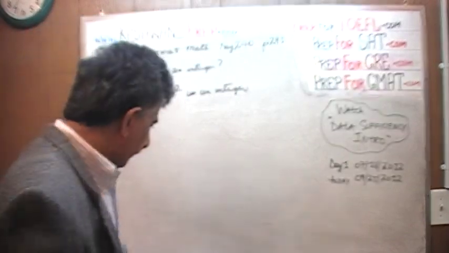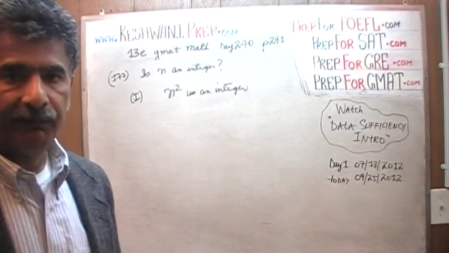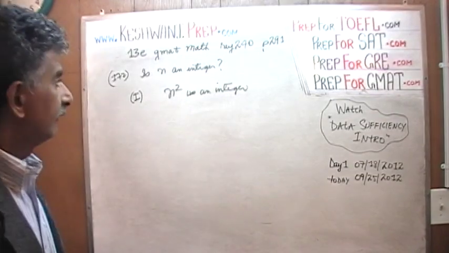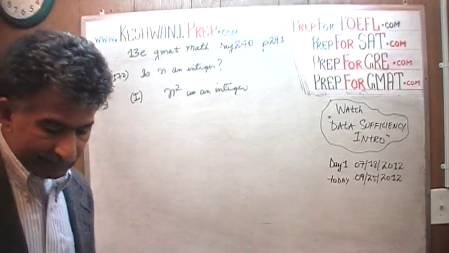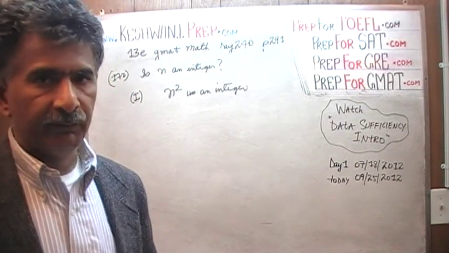In problem 172, they are simply asking us if n is an integer. Let's see what they tell us. In the first statement they tell us that n squared is an integer. Is that enough for us? Is that enough for us to be able to tell whether or not n itself is an integer?